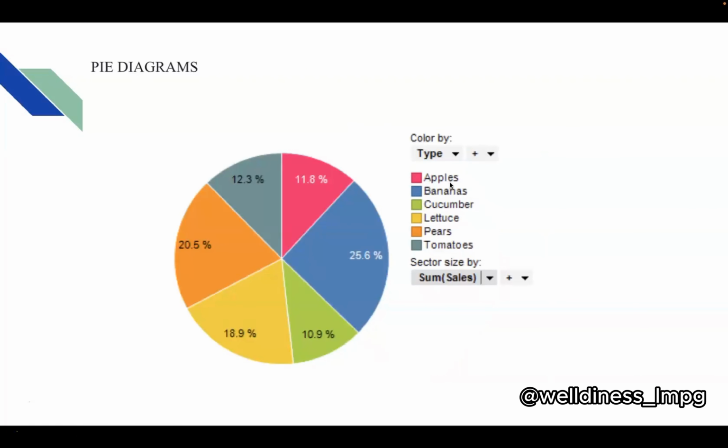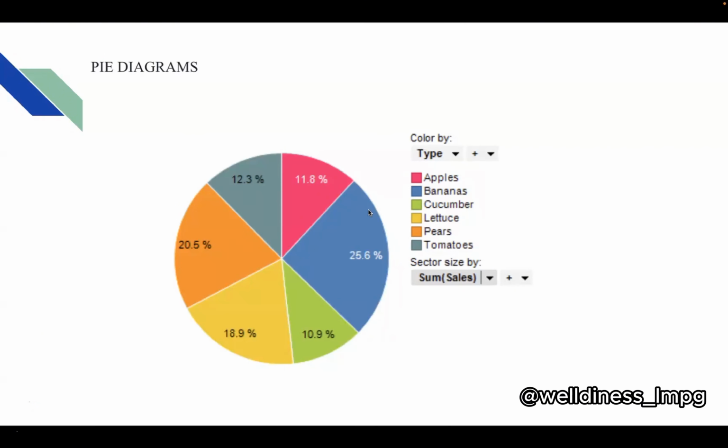If pink is for apples, blue is for banana, green is for cucumber, yellow is for lettuce, orange is for pears, and this other color that I guess is a shade of green, or gray, or blue or something, for tomatoes. What can we say is the second most consumed? That's ash. Oh, okay. I know ladies, we know the colors.